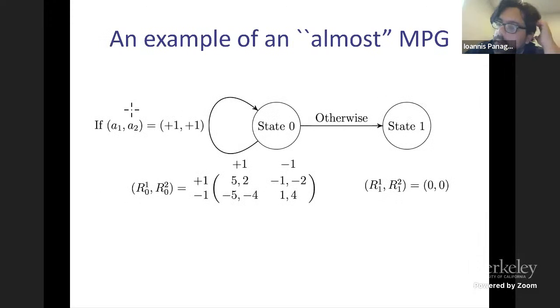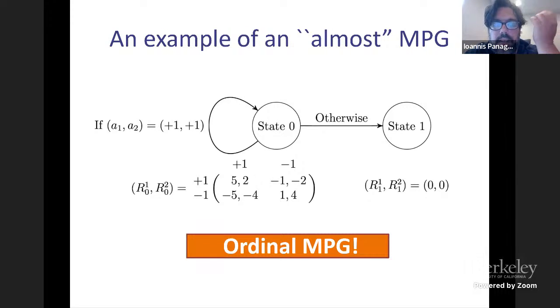Here is another example of a game that is not an MPG, probably, but we call it an almost MPG, or an ordinal MPG. How it works: again, you have two players, two states. If you are at state 0, if both players play +1, they remain at state 0. If they play anything else, they jump to state 1. So at state 0, these are the values. This is the payoff matrix. And at state 1, they both get value 0. It turns out that there is no value function that captures the deviations, but this is an ordinal MPG.